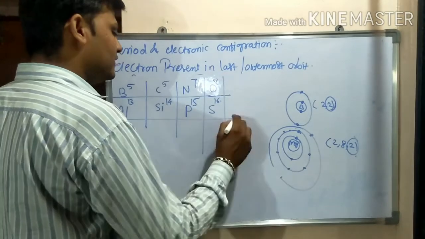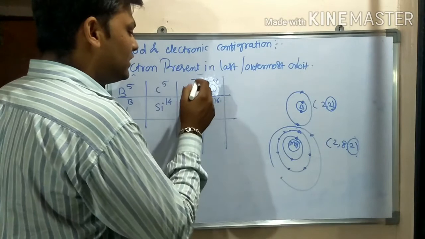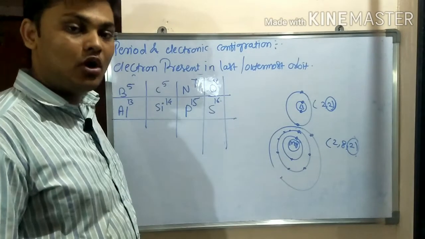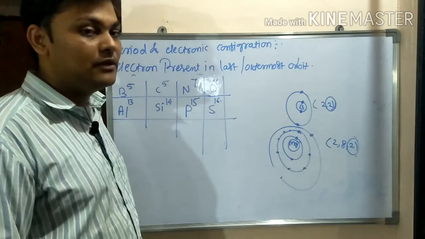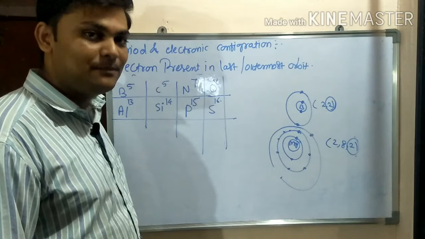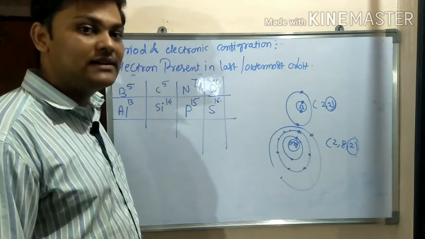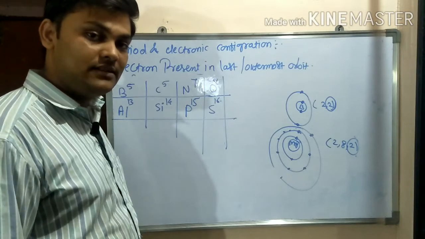So you have to solve this and check whether the last valence electron in each group is the same or not. If it is the same, you have to tell me in the comment box given below. If it is different, that also you have to tell me, and why it is different and in which it is different.